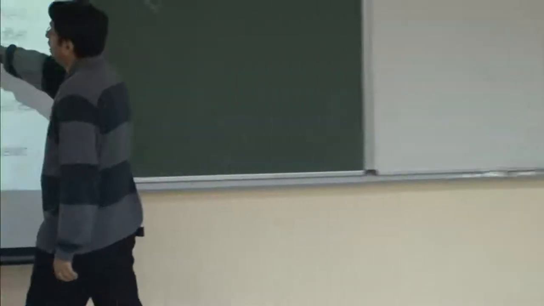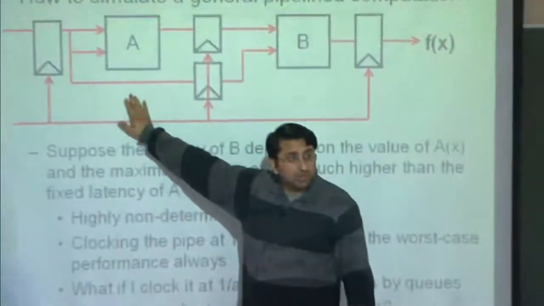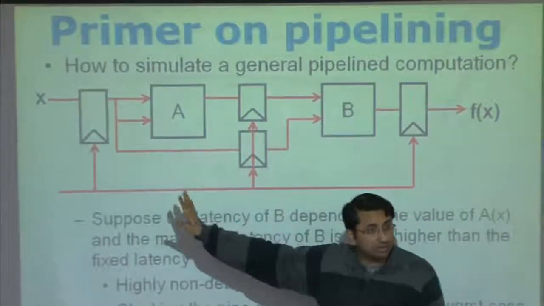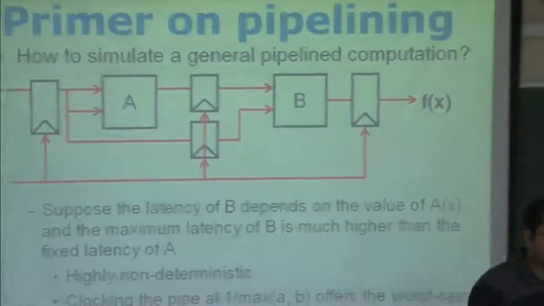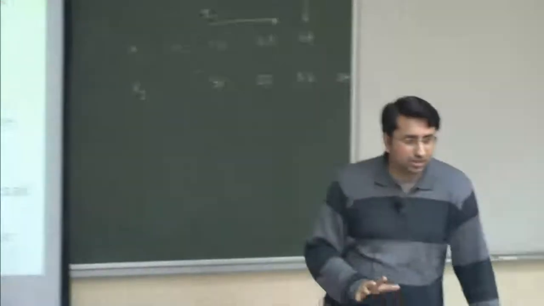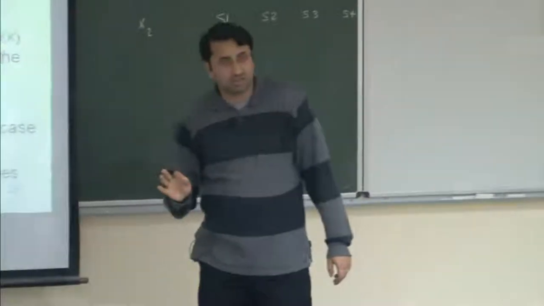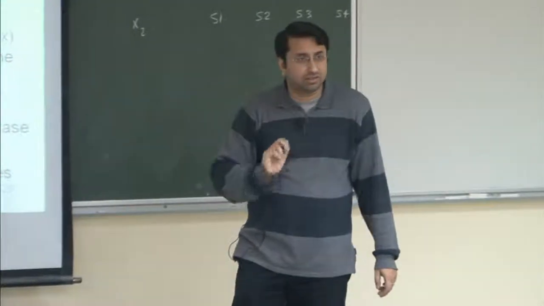B might be busy, but A is free to go, right? There's no problem. So I'll structure my simulator to do that. Don't worry about exactly how I structure it. But I'm saying on every cycle I have to make this decision: should I schedule B or A?